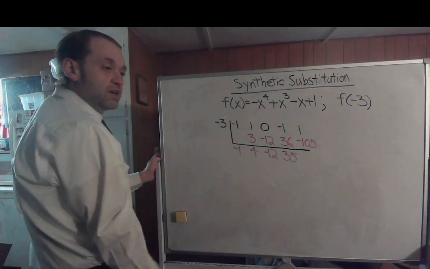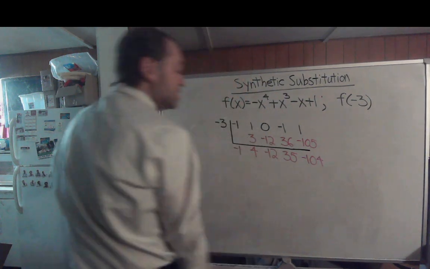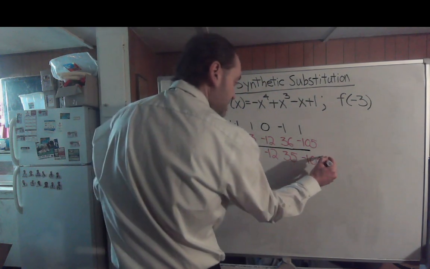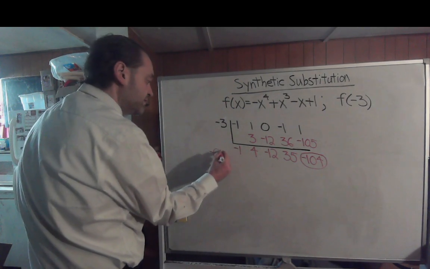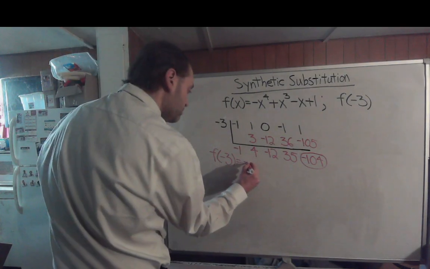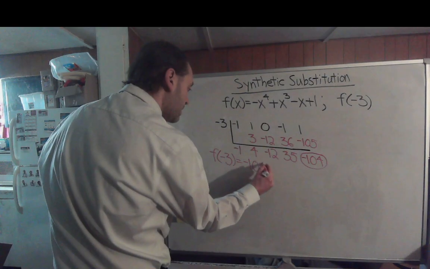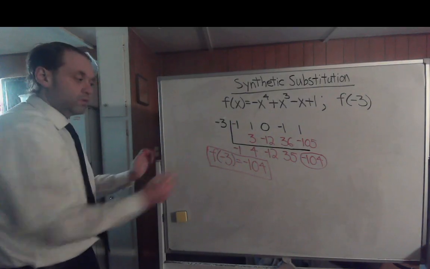1 plus negative 105, that's negative 104. So that far right value you get down here, that negative 104, that's the value of the function for f of negative 3. So f of negative 3 is going to equal negative 104. That's exactly what f of negative 3 would equal, negative 104.